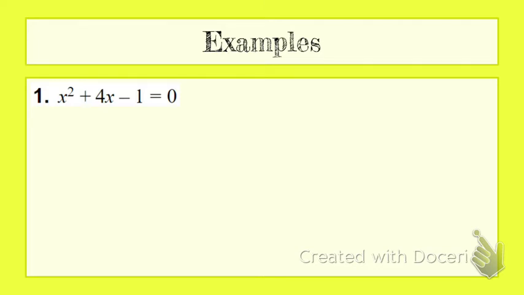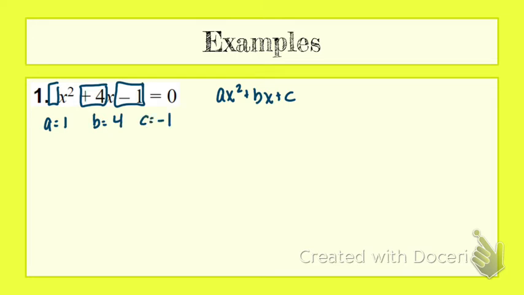So we're still going to start by making sure our equation is equal to 0, and then we are going to go in and identify a, b, and c. So remember that standard form of a quadratic equation is ax squared plus bx plus c. So that means that the coefficient of x squared is a, the coefficient of x is b, and then the constant, or the number with no variable, is c. So in this case, a equals 1 because there's no coefficient, b equals 4, and c equals -1.